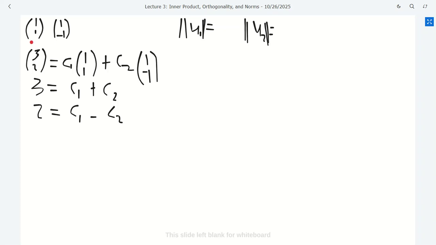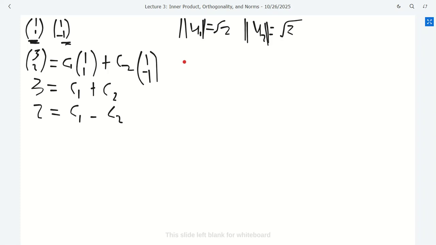This is what? Okay, that's root 2, correct? Then what about the U2? The U2. Okay, that one is root 2. Okay, that's correct. Please, let's all participate. Okay, now we can use the orthonormal basis to help us get the C1 and the C2 quickly.